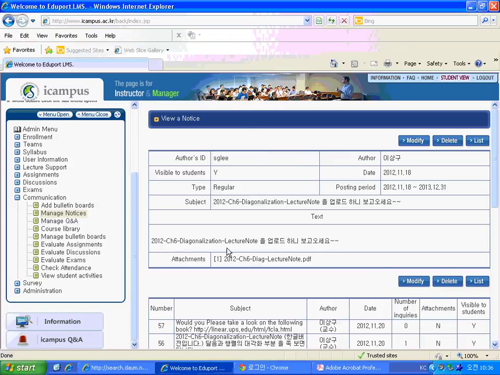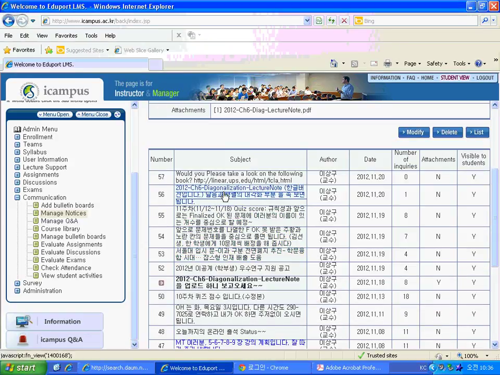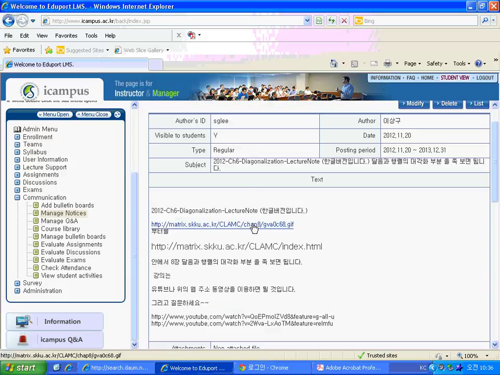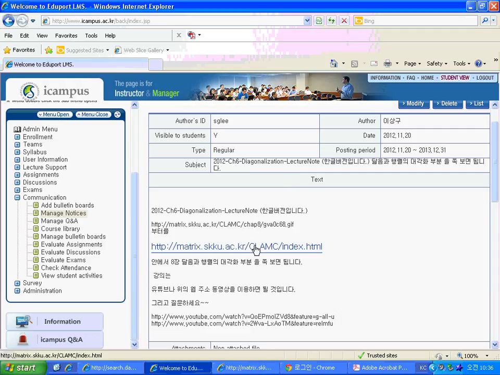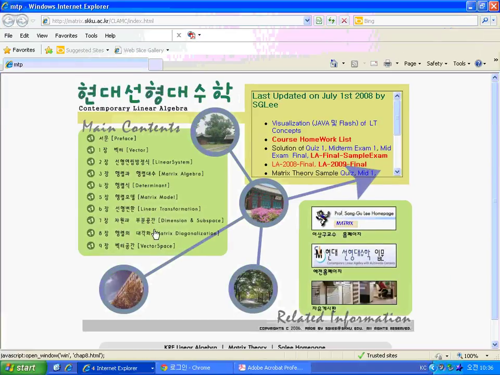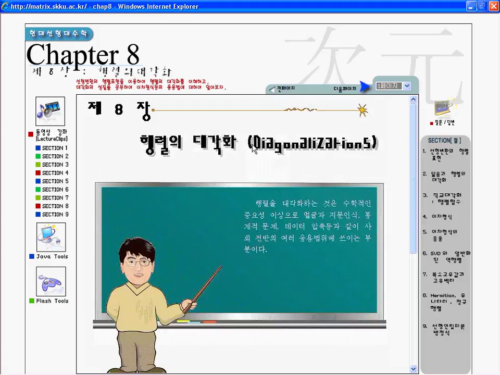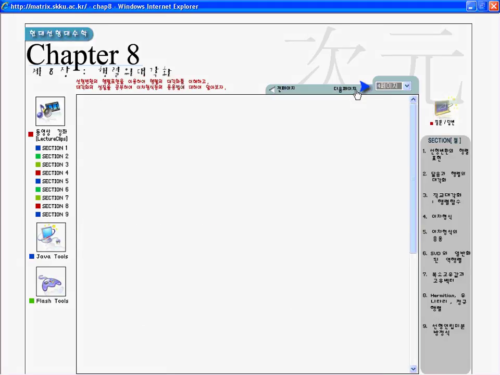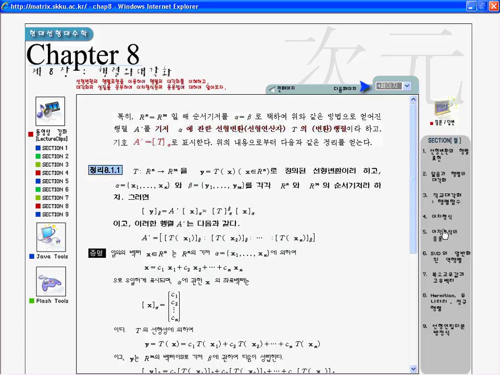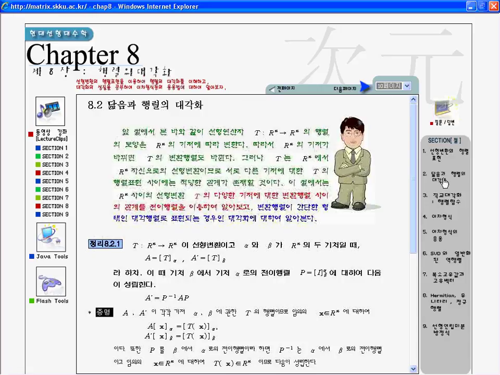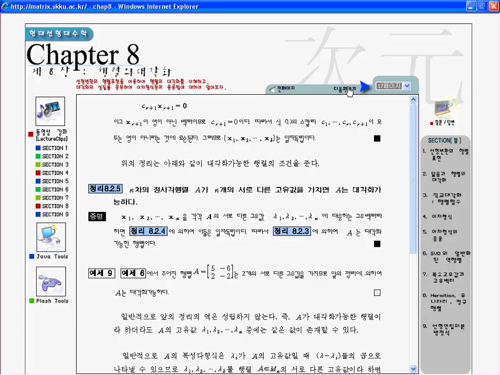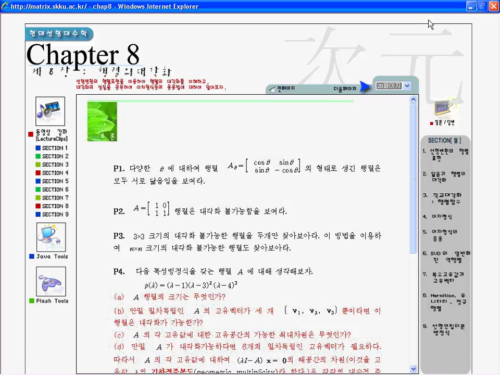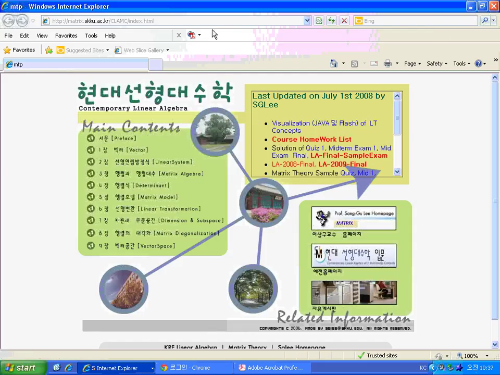In addition to that lecture note, I have uploaded the Korean version of the lectures here. And also, if you go to this website, then you will see the Korean version of the lecture note on matrix diagonalization. All you have to do is go through, for example, here, similarity and matrix diagonalization. If you go to section 2, then you have all the information that you can easily follow. So I believe you must have read it before you come to class.